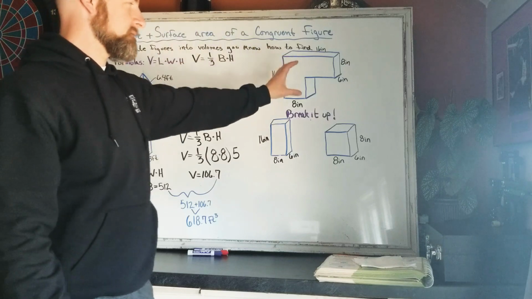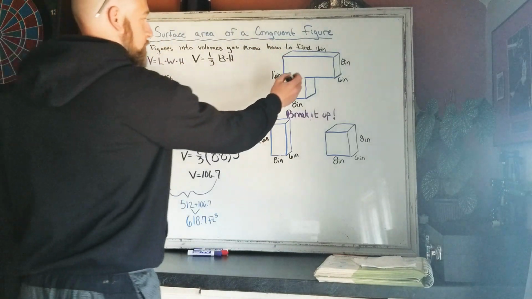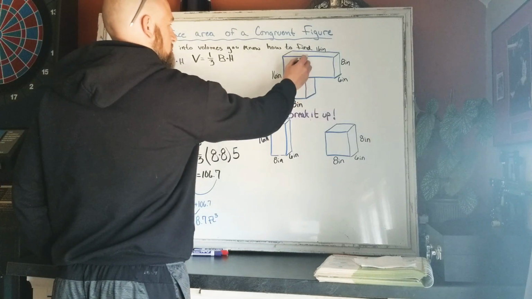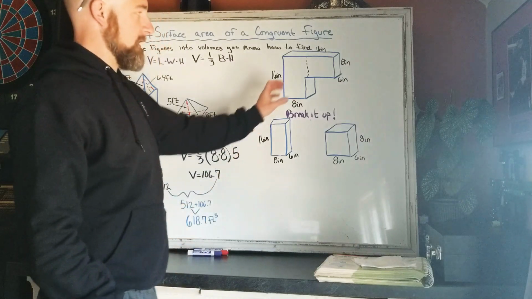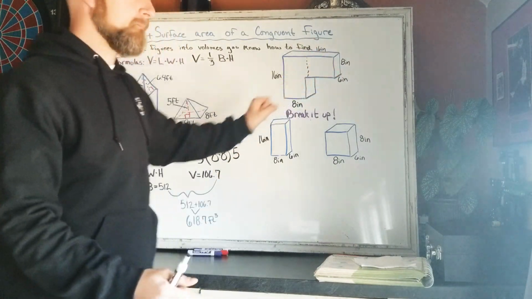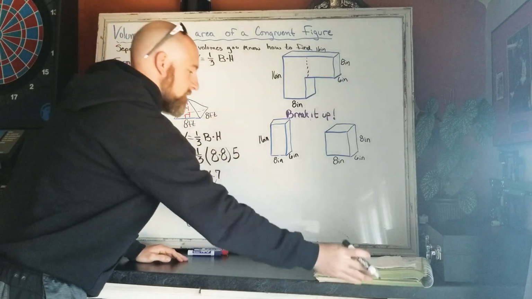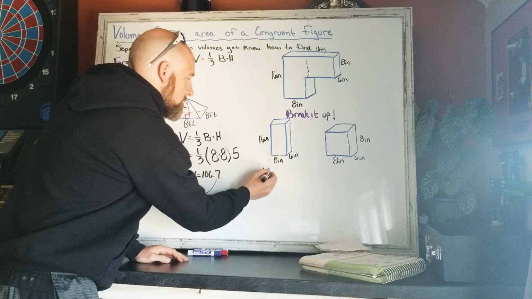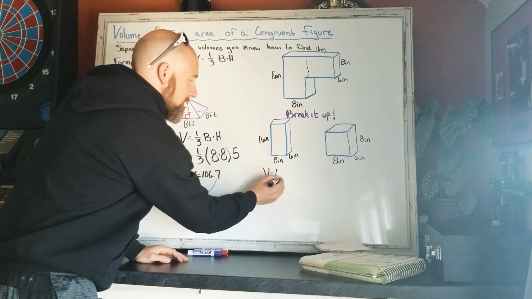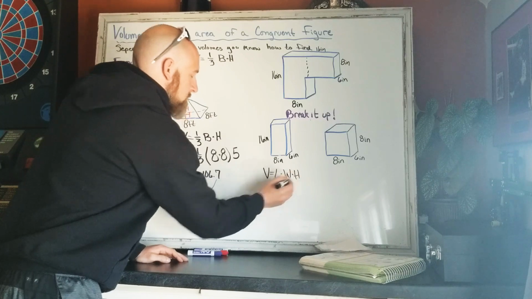All right, now we look at the next figure. We have something that looks like a rectangle and maybe a square together. If we need to, you just break it up. So let's say we break it up there. Now we have a rectangle on one side and a square on the other. So we're going to break them up and then try to figure out the volume for each one of these.